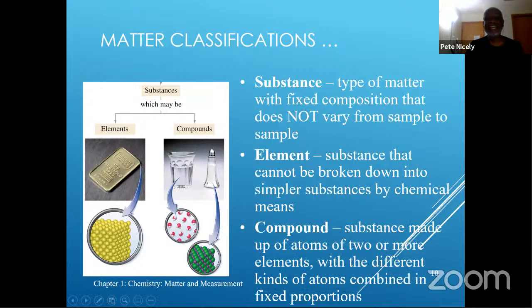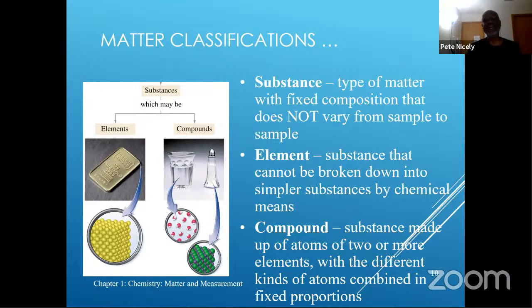And then we have compounds, and compounds are basically substances that can be broken down into simpler substances, right? And as stated here, here's another definition. It's basically a substance that is made up of atoms of 2 or more elements with the different kinds of atoms combined in fixed proportions. So water, for example, is a compound because it is made up of 2 elements and the proportions are fixed.